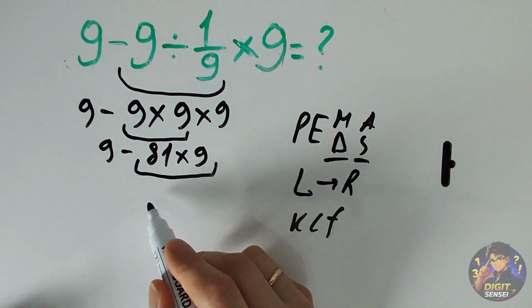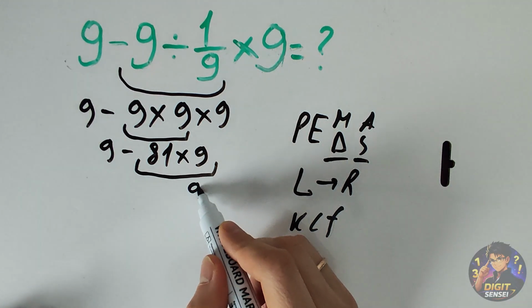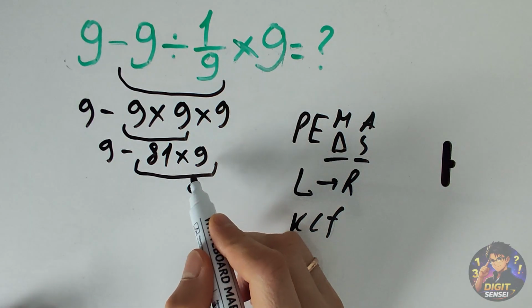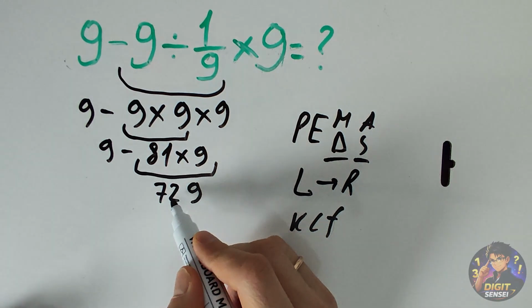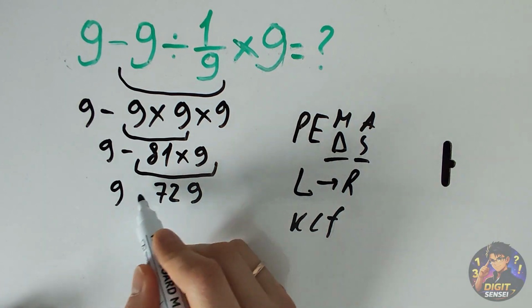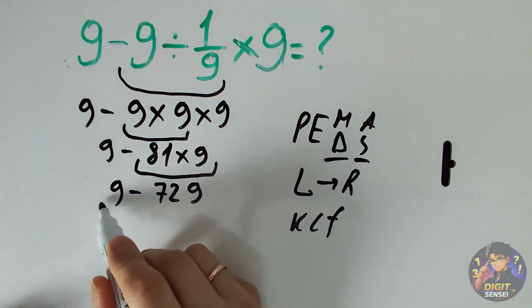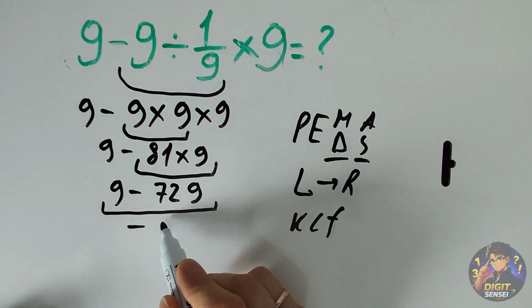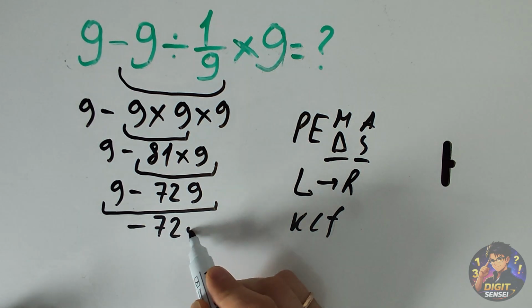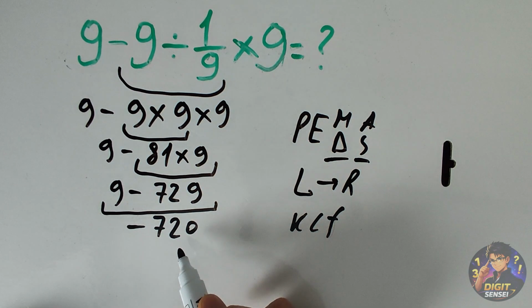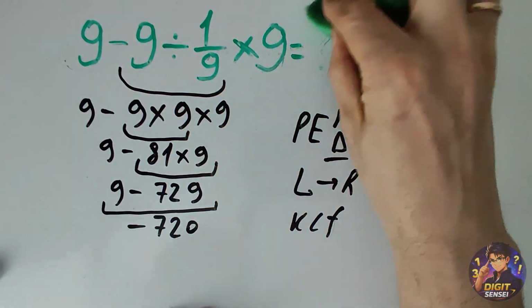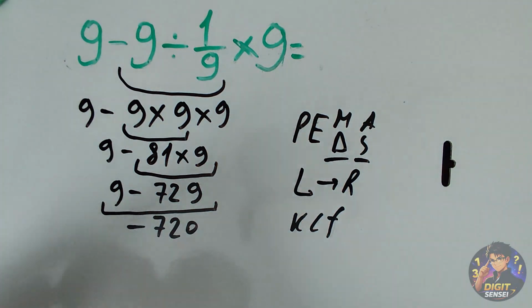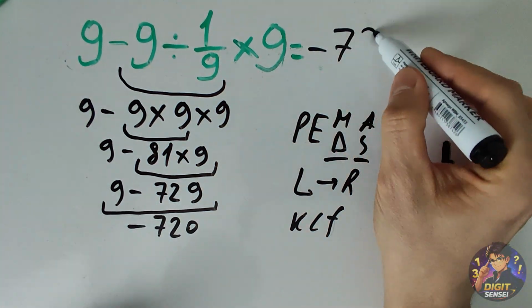9 times 1 gives us 9, and 9 times 8 equals 72. So 9 minus 729, and this is equal to negative 720. And this is our final answer to this problem. The correct answer is negative 720.